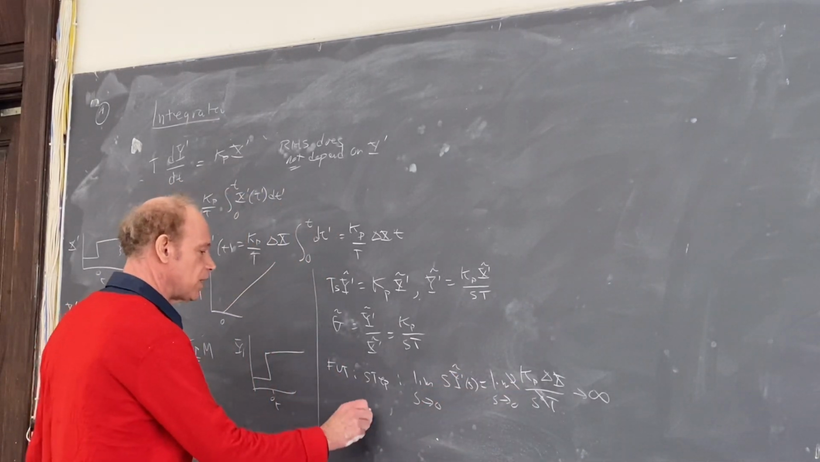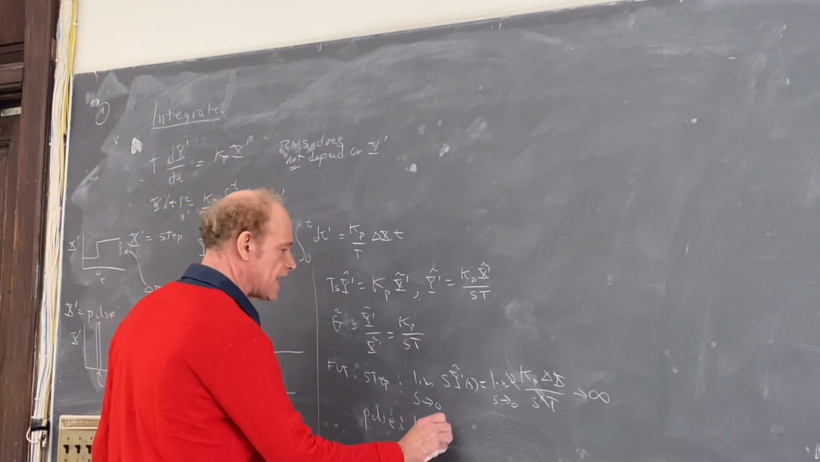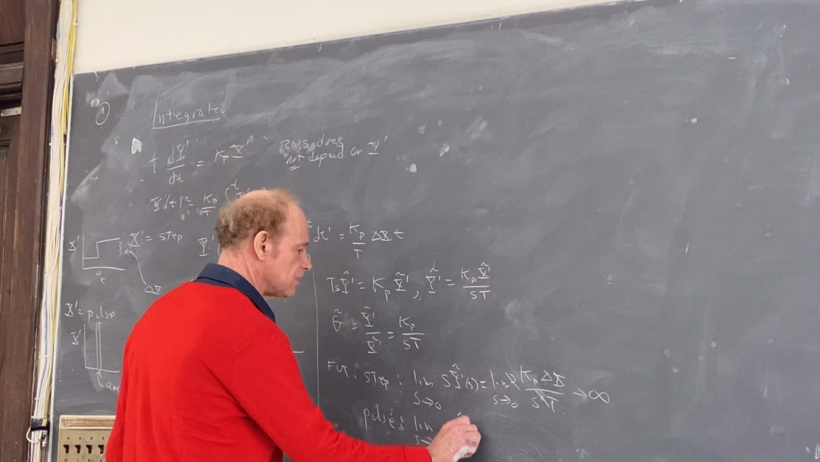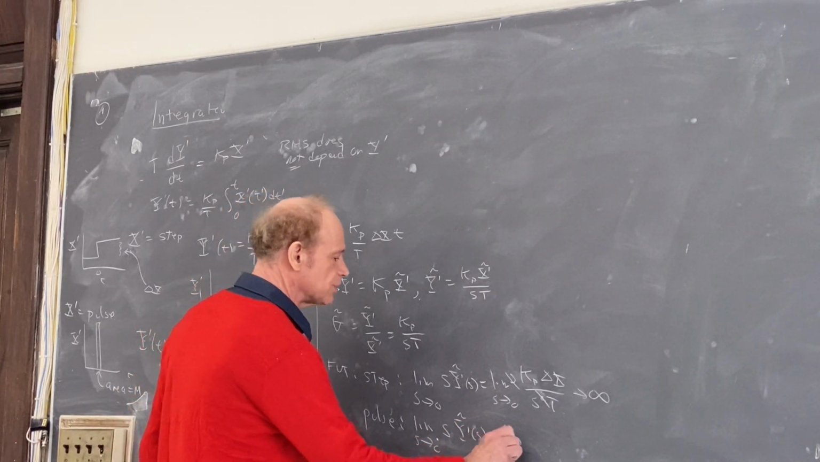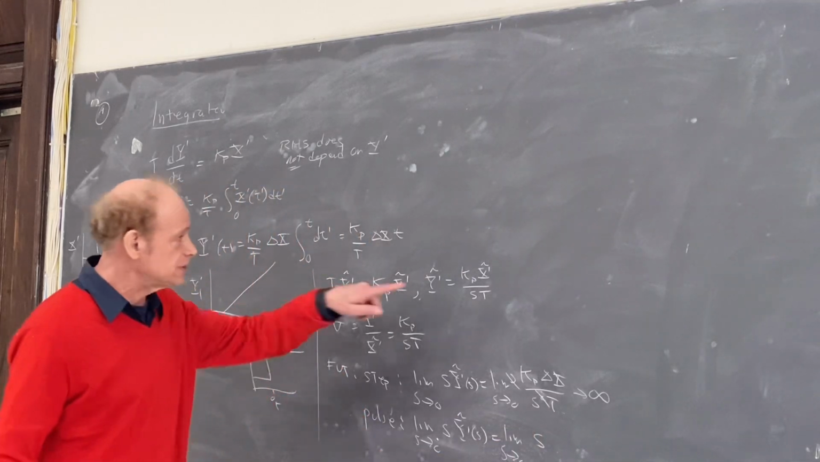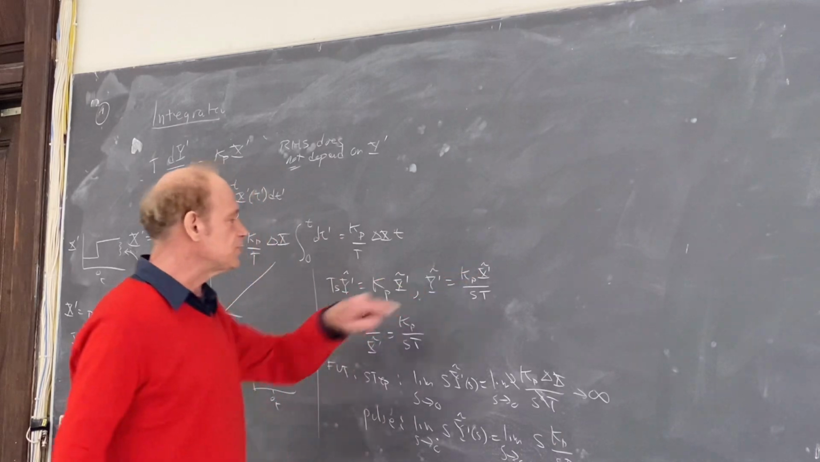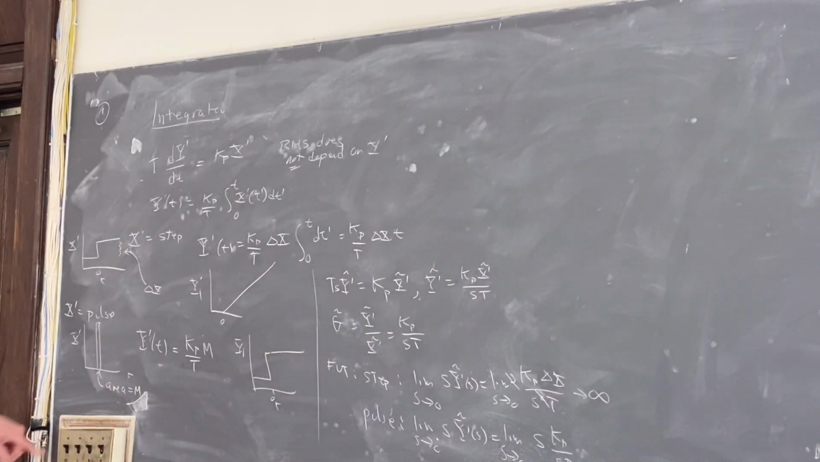On the other hand, for a pulse, the limit as s goes to 0 of s y prime tilde of s is the limit as s goes to 0 of s times kp over st, and x prime tilde, we said for a pulse, is just m.